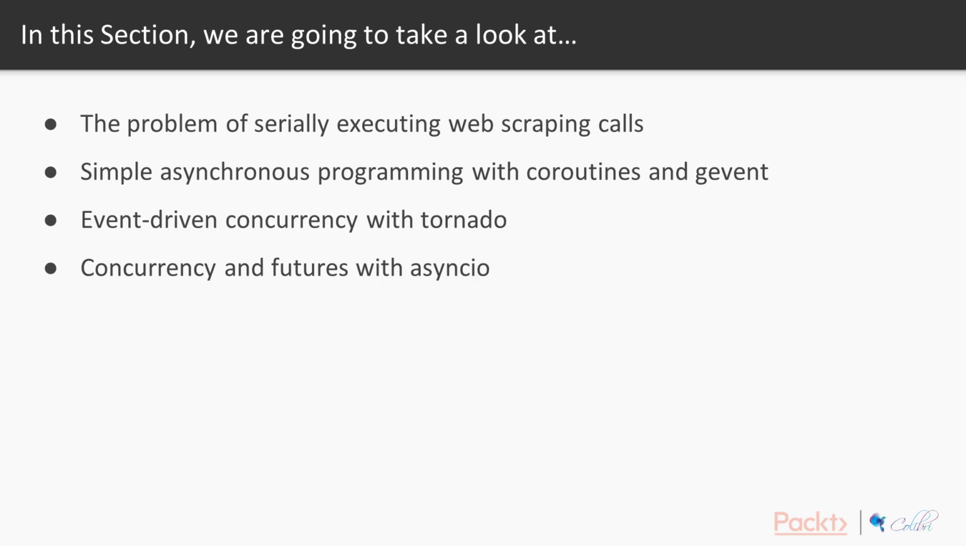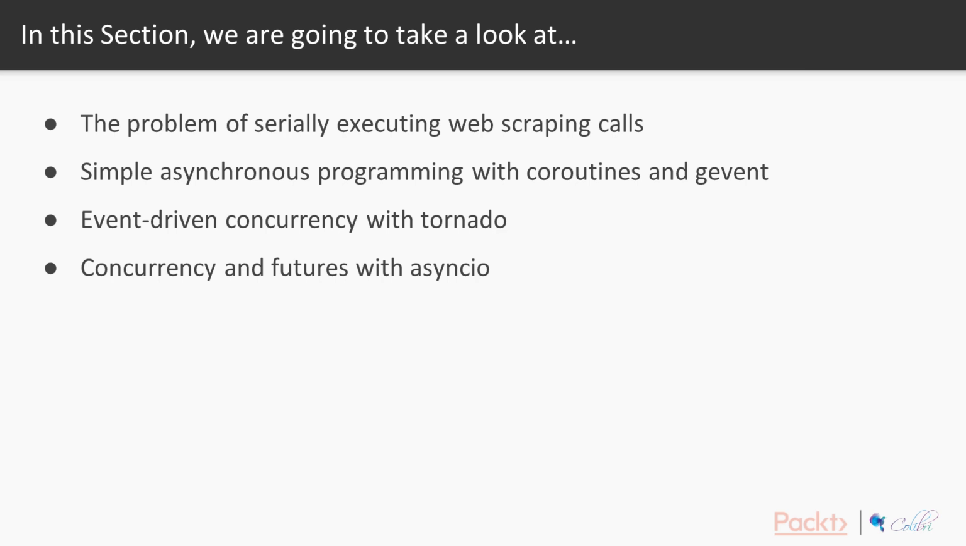So in this section, we're going to do this in 4 steps. Number 1, I'm going to show you the problem of serially executing web scraping calls by taking a few URLs from a popular news website and just using requests, the library, to get the web page and see what the status code comes back as. If the status code comes back as 200, it means that we've successfully scraped the website and all is well.